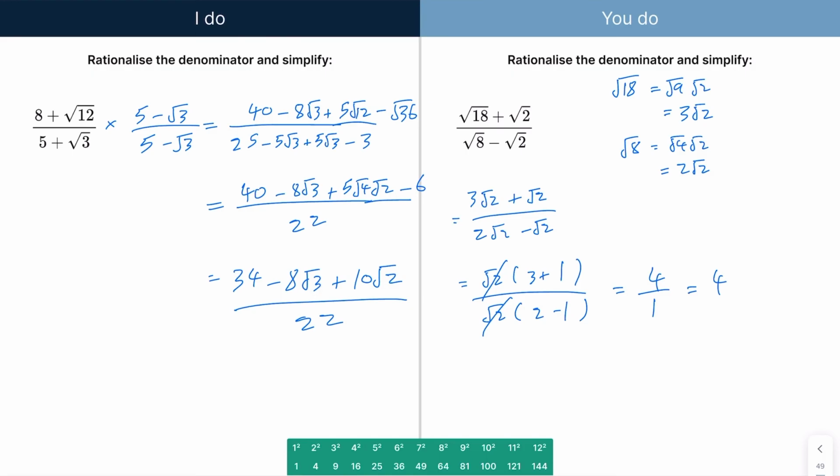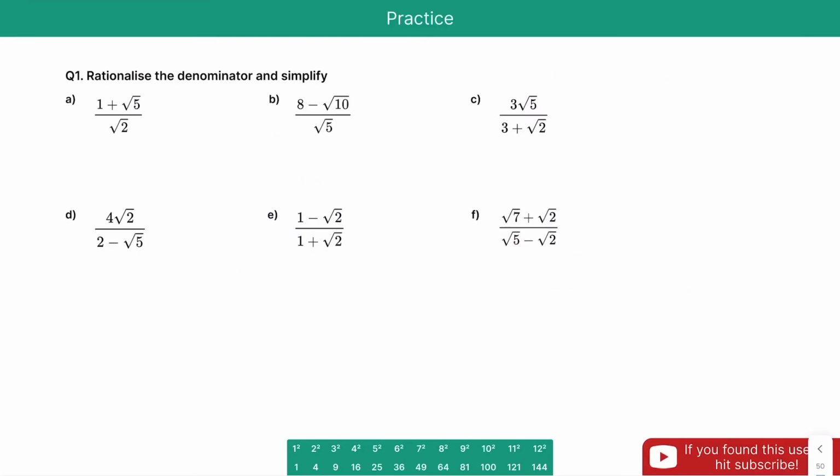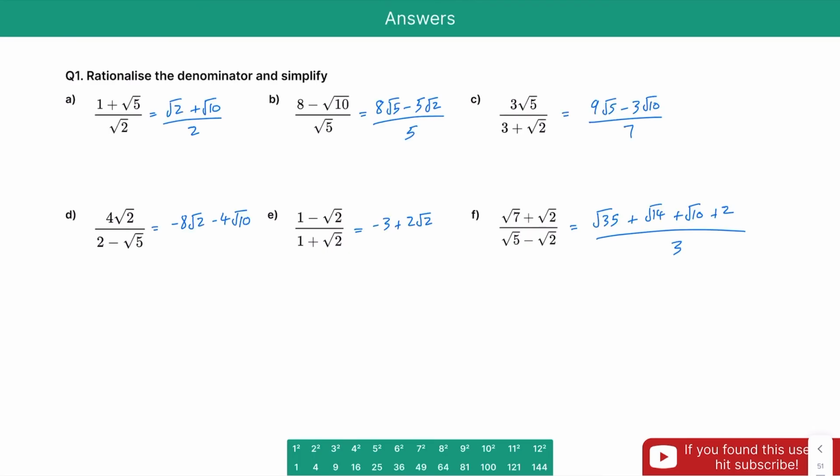But what I want you to really notice here is the power of really looking at the question. Can you break things down right away that will make your life easier? And this is much easier than multiplying the top and bottom by the denominator, which will get you the same answer, but sometimes you can also think on your feet. So here are some practice questions for you to have a go at. And here are the answers.